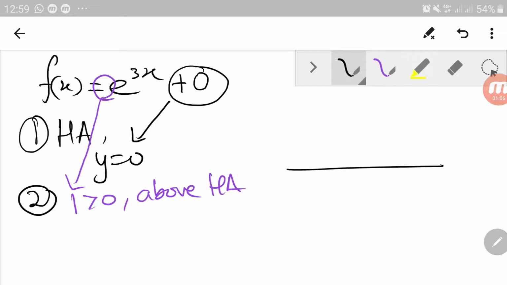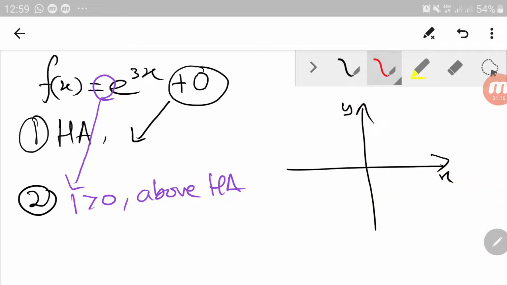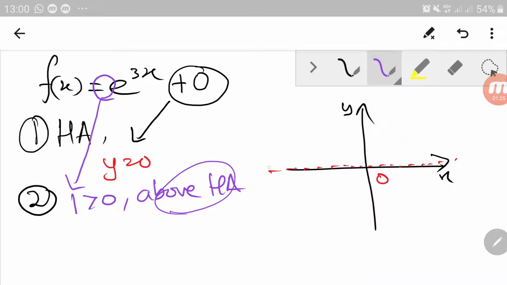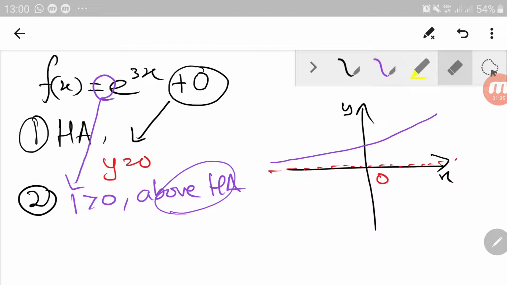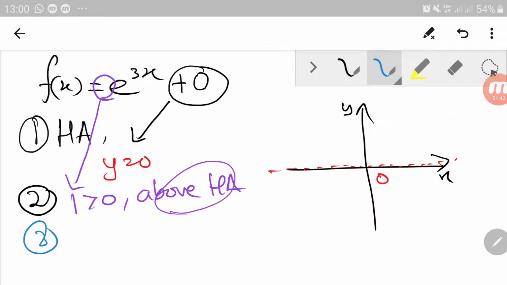So if you sketch it like this, x and y. Since we know the horizontal asymptote, maybe I use this color, so this is our y equals 0. Now since we know it's above, the possible curve is either this one or this one. It cannot be this one, because this one is below the horizontal asymptote. So erase all this.